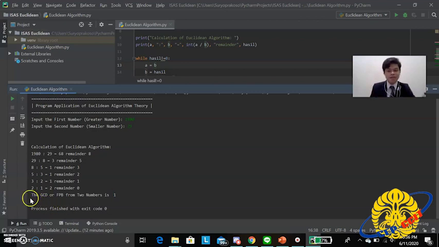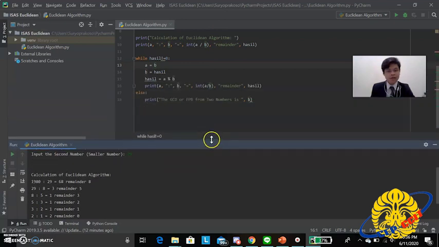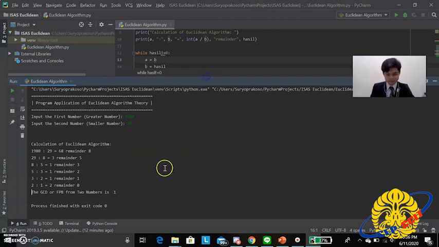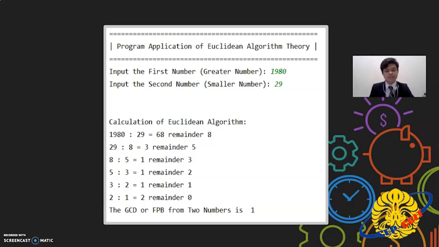Okay, and the sentence 'the GCD or FPB from the two numbers is 1' comes from the else syntax. In the while hasil isn't 0 loop, after we have found a remainder of 0, it jumps out to the else syntax, and the else syntax will print the sentence. So this is the output of the source code.